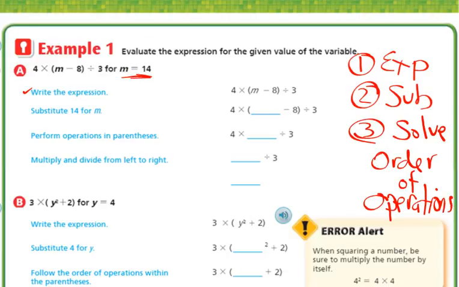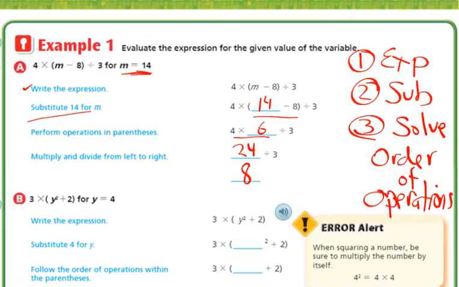I wrote the expression. I have 4 times m minus 8 divided by 3. I'm going to replace or substitute m with 14. Here we go. So I have 4 times 14 minus 8. Take care of your parentheses first based on order of operations. 14 minus 8 is 6. Now I have 4 times 6 divided by 3. Based on our order of operations, we take care of multiplication first because it comes first from left to right. That gives me 4 times 6 is 24. 24 divided by 3, a grand total of 8, which is my final answer.